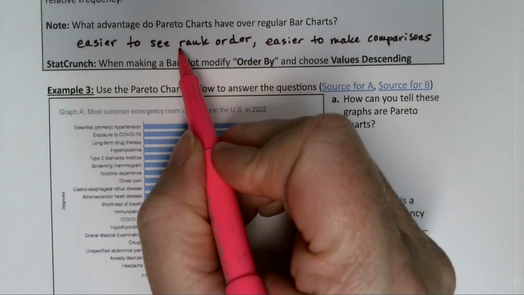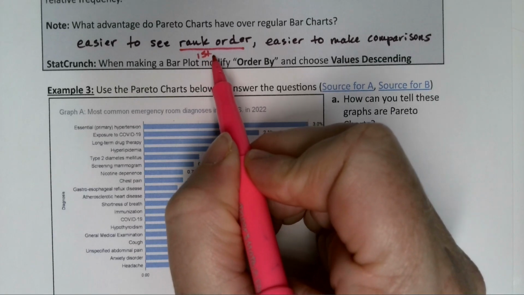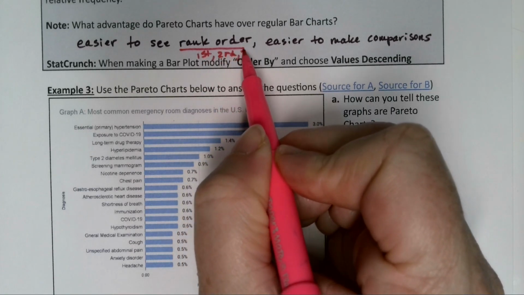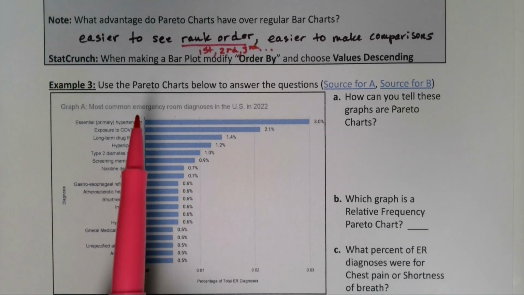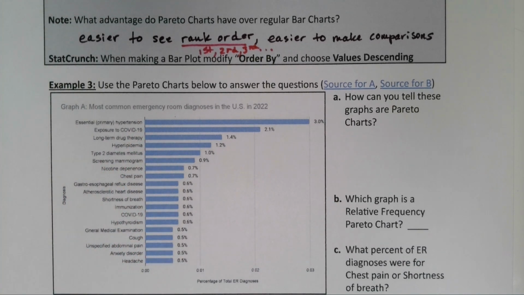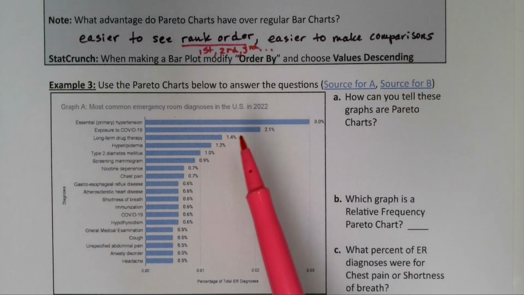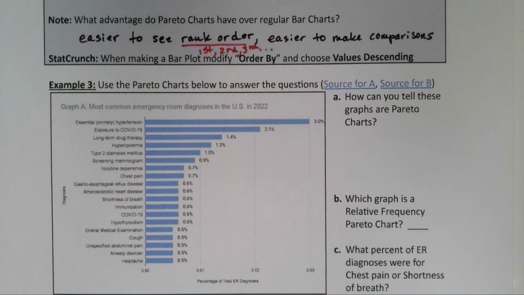Rank order means who's first, who's second, who's third, and so on, right? So you can spot that more quickly when they're put into order for you. So it's easier to make comparisons. This one's the first one, that one's the fifth one, and so on.